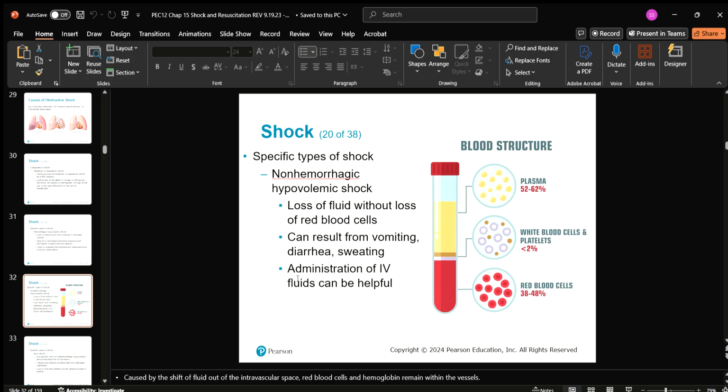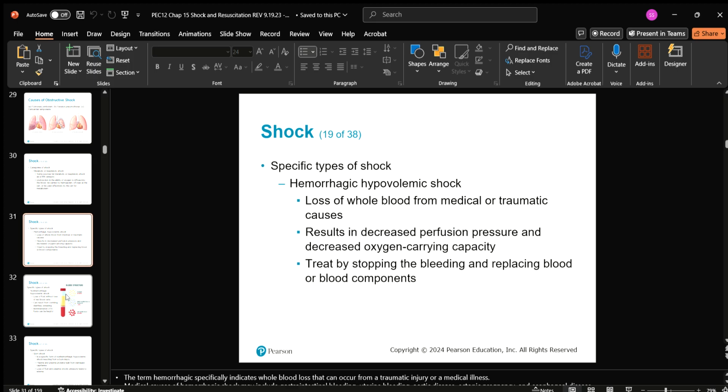So it says administration of IV fluids can be helpful. Yeah, it's really helpful in both of these, because that's going to help get our blood pressure up. But we can't do that as EMTs. And someone in hemorrhagic shock, what's the biggest thing that we have to worry about? Someone that was bleeding out, what's our number one concern? Stopping the blood. We have to stop the bleeding.